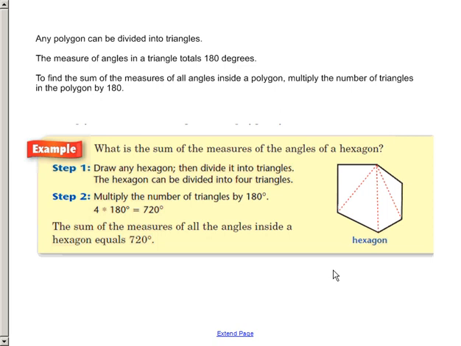So a hexagon can be divided into 4 triangles. 4 times 180 degrees equals 720 degrees. So in a hexagon, the measure of the angles inside equals 720.